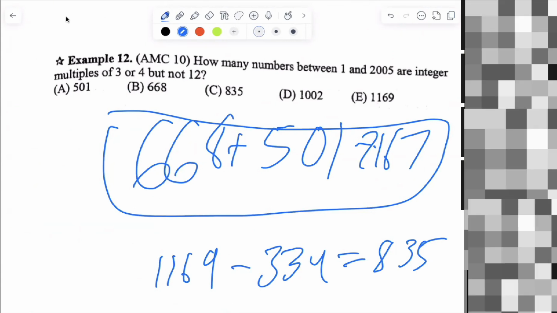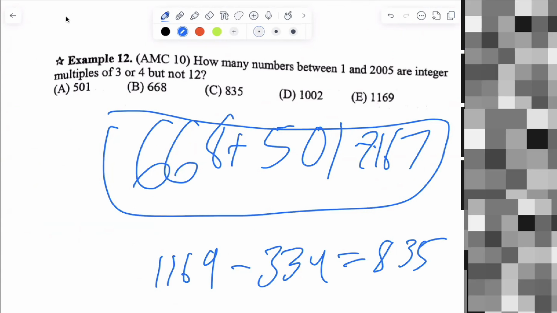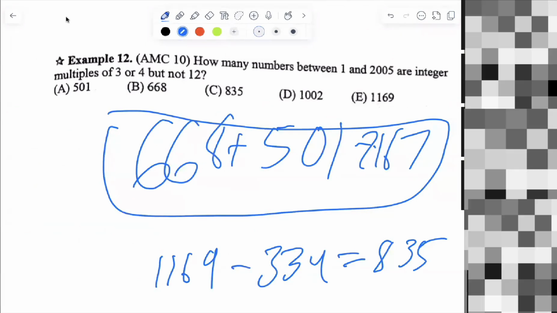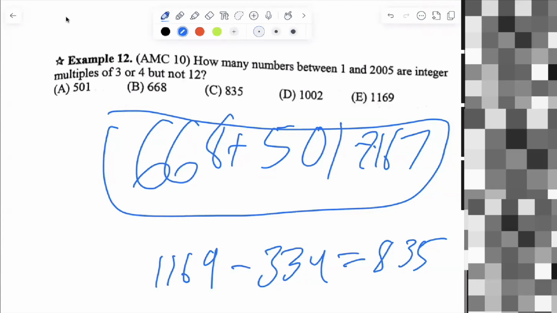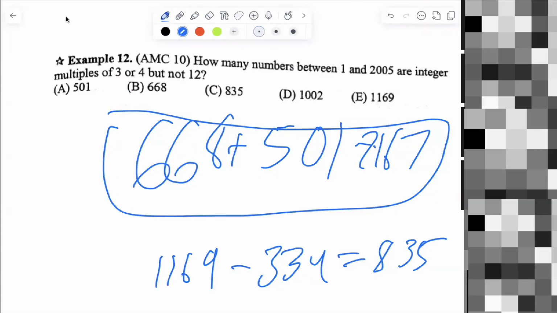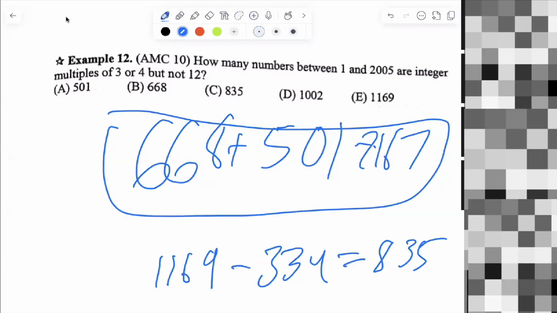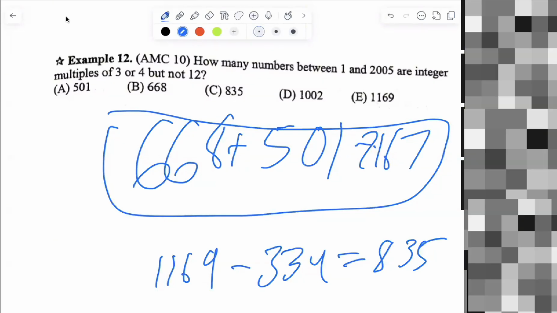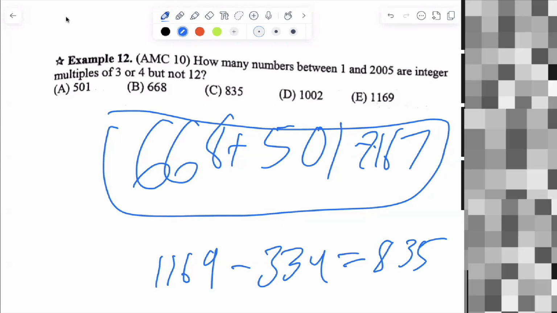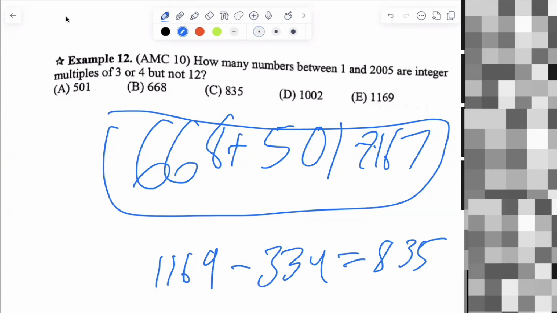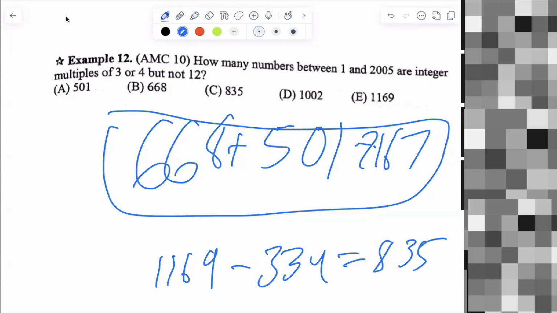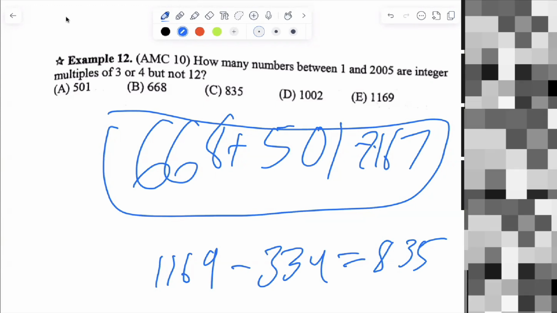So basically, for how to do this question, we notice that there's 668 multiples of 3 less than 2005, and 501 multiples of 4 less than 2005. And there's 167 multiples of 12 that are less than 2005, right? This is much needed to calculate the answer.